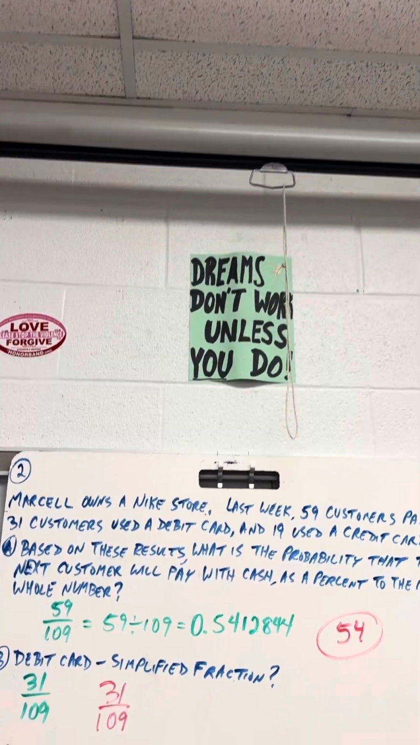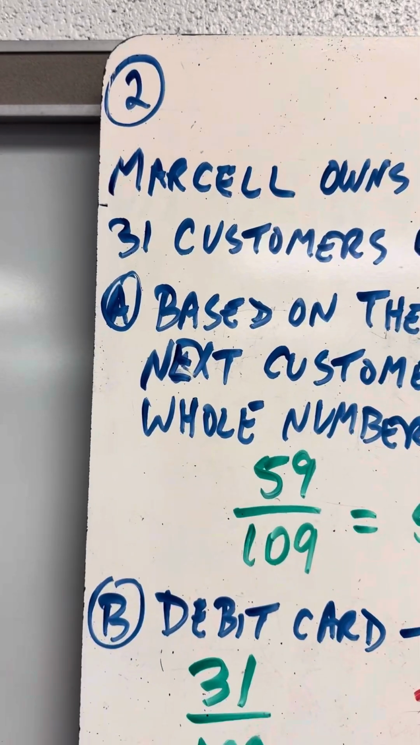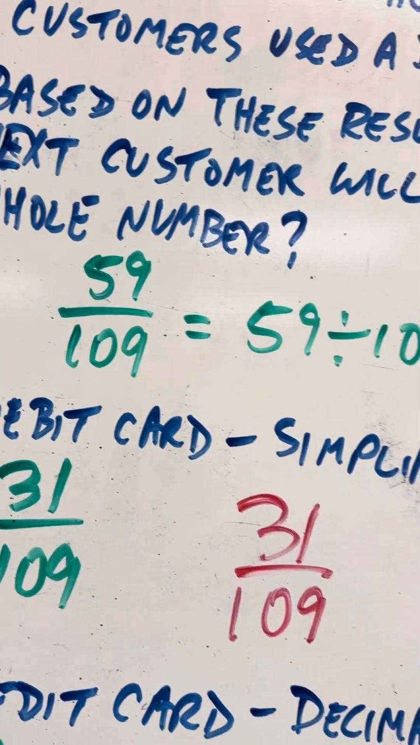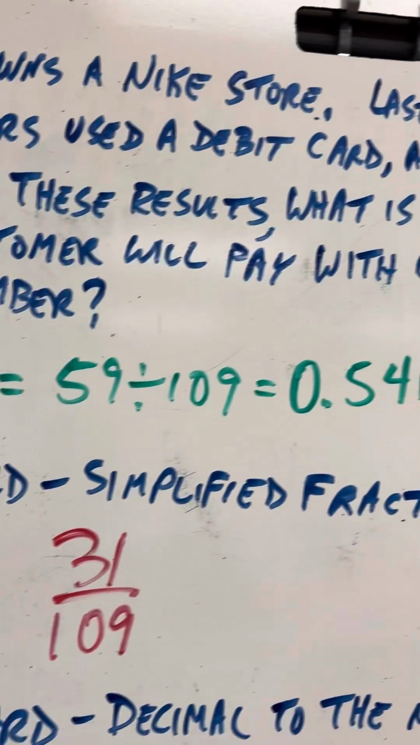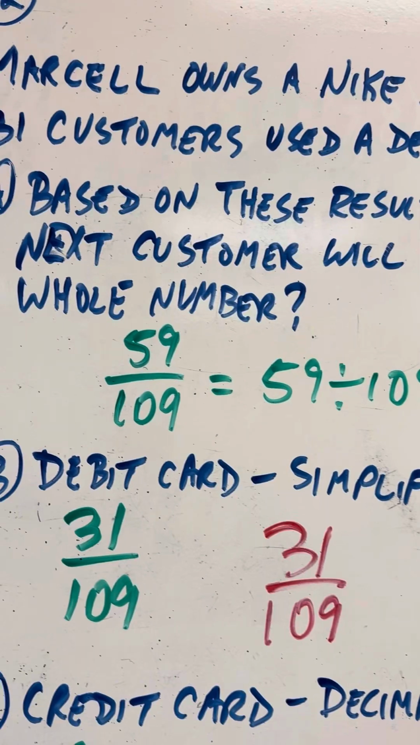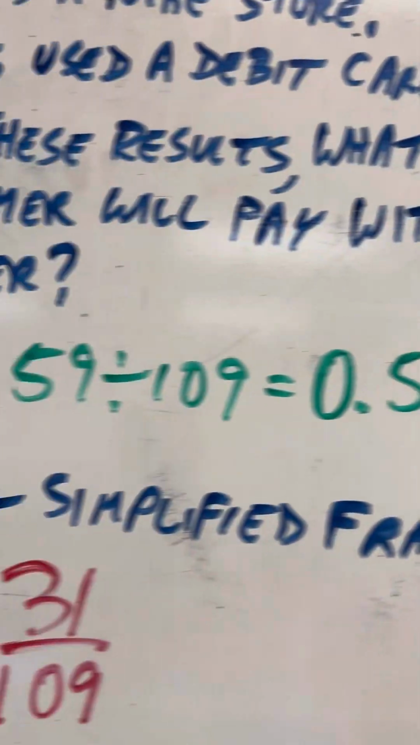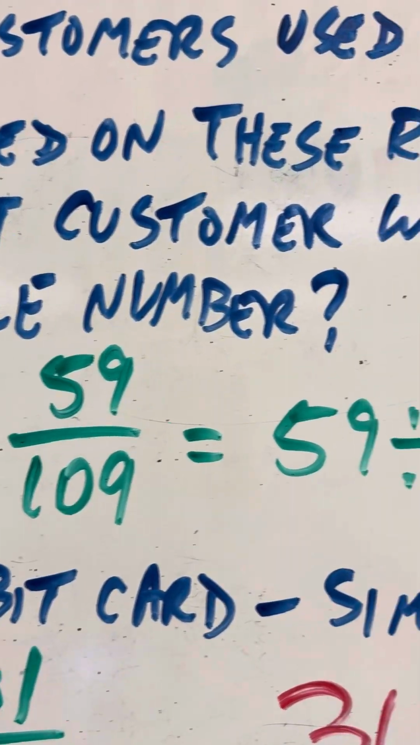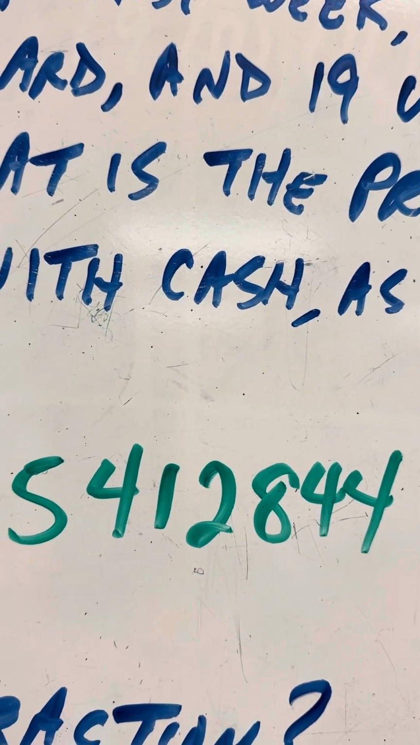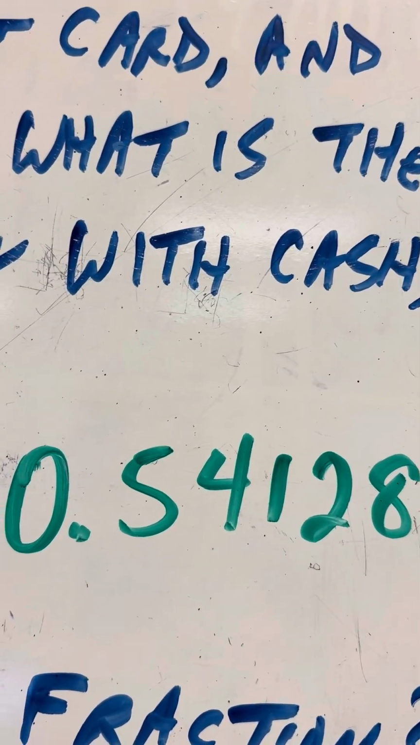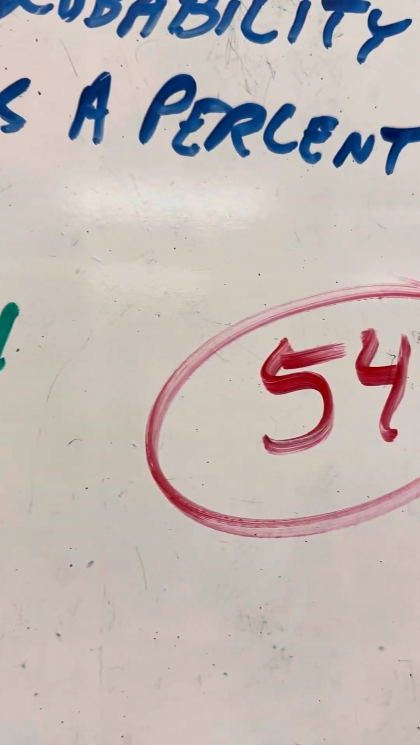customers, so you have to add 59 plus 19 plus 31, which gives you 109. So 59 paid with cash. So what's the probability that the next customer will pay with cash as a percent to the nearest whole number? 59 divided by 109 is 0.5412844. So that's going to be, you move the decimal 2 places, right? 54%. Just put 54.